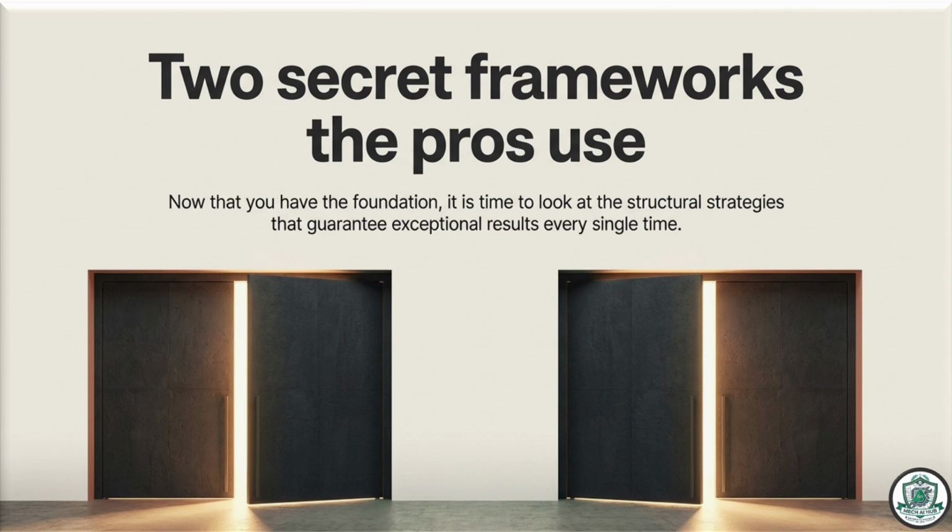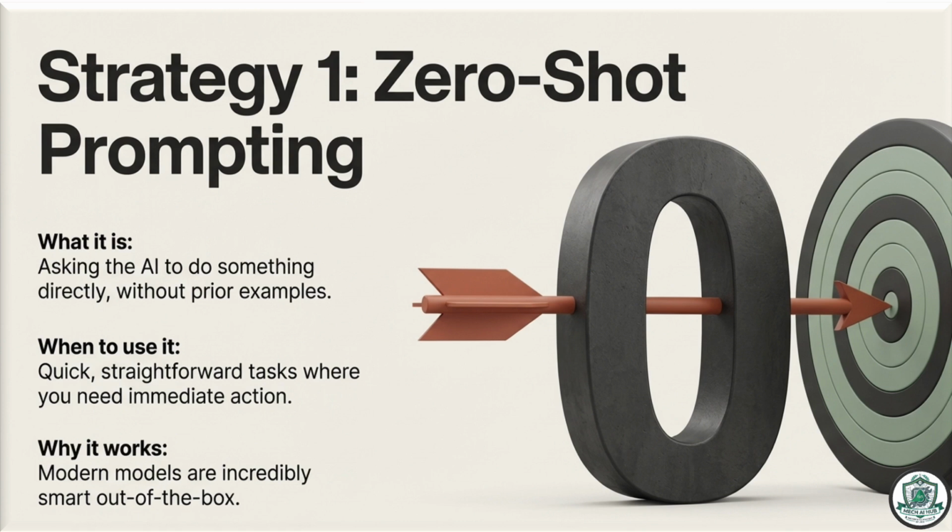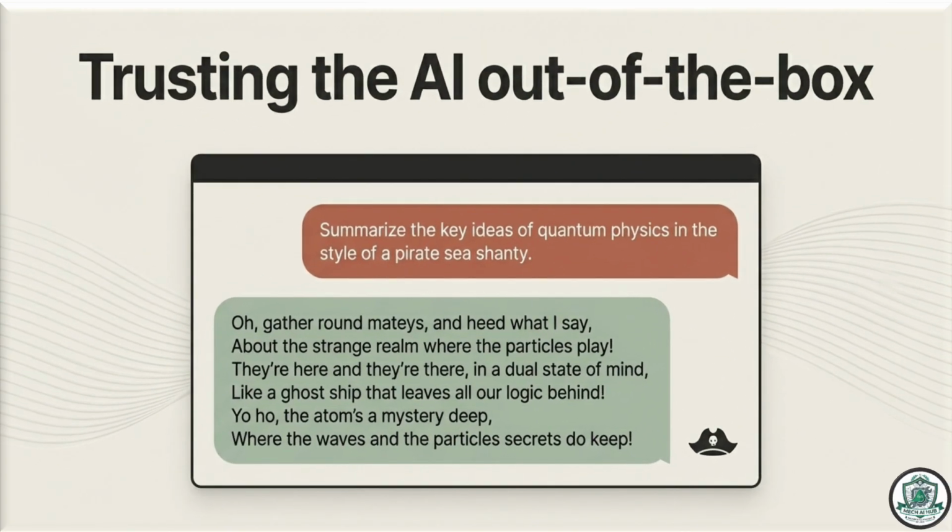Now let's look at prompting strategy number 1. Strategy number 1 is called zero shot prompting. Zero shot is a fancy industry term that just means you are asking the AI to do something directly without giving it any prior examples. You are trusting that the AI is smart enough to understand your request right out of the box.